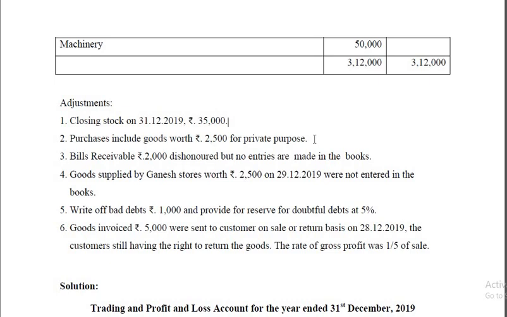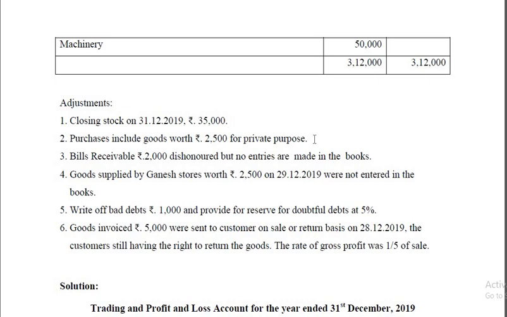Bills receivable rupees 2,000 dishonored, but no entries are made in the books. Actually, when you receive the bill, the entry you are going to make is bills receivable account debit to sundry debtors. But when it's dishonored, the entry will be reverse. That is sundry debtors account debit to bills receivable. So sundry debtors account should be added with 2,000. So in the balance sheet, sundry debtors add 2,000 regarding bills dishonored.